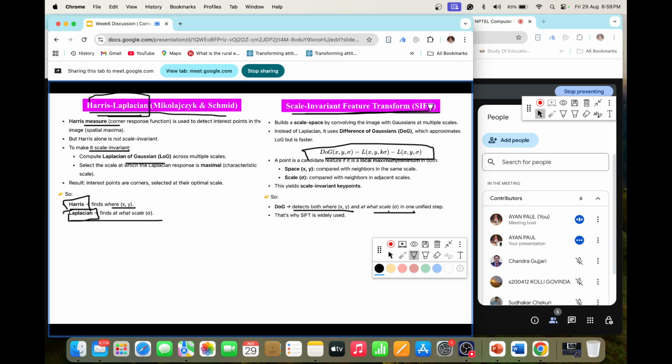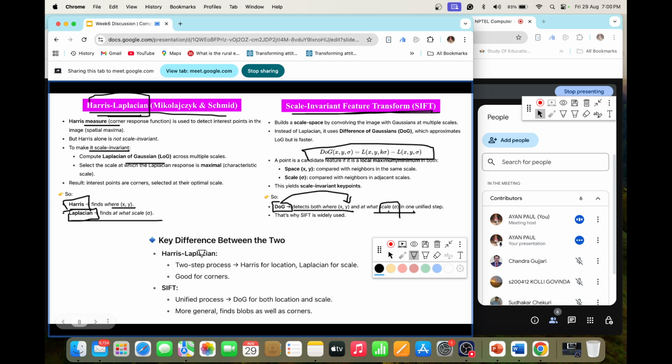But in the scale invariant feature transform, we are only doing the DoG. No need to find the Harris operator, we are only doing the DoG. This DoG takes care of both: to find the feature, that is, to find both x, y, as well as it also does the scaling. So this scale invariant feature transform is a one-step process, but the Harris-Laplacian operator is a two-step process. So that is the difference.